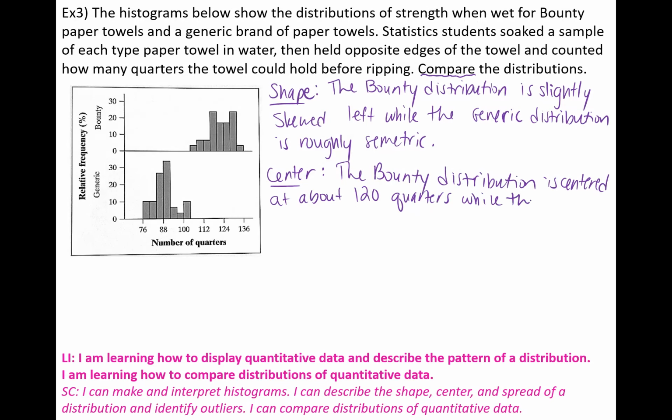while the generic distribution is centered at, let's see, that one looks like fairly centered at 88 quarters. All right, we got shape, we got center, let's do spread.